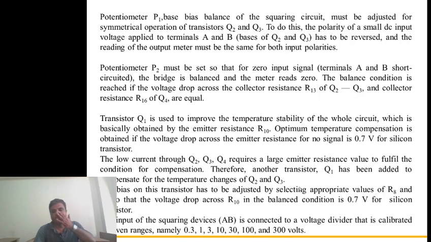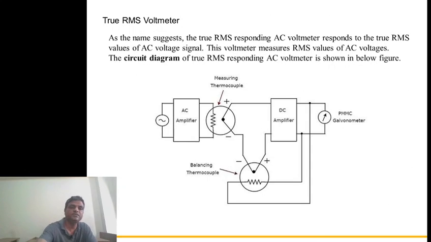The input of the squaring device is connected to the voltage divider that is calibrated in 7 ranges, namely this. So that is all about this.